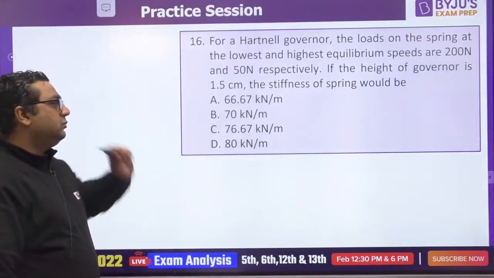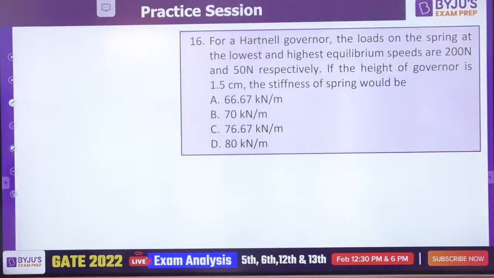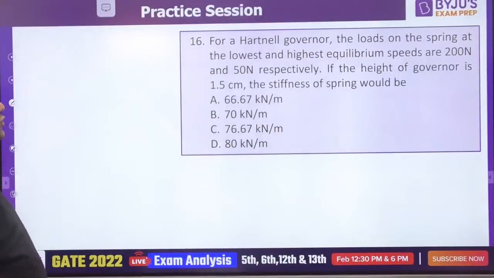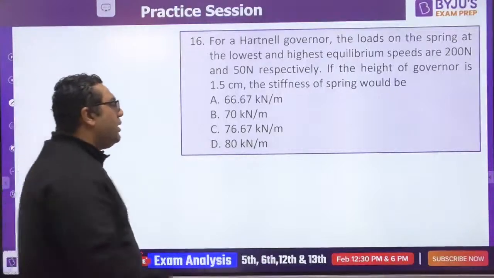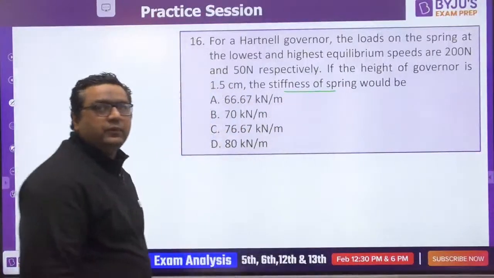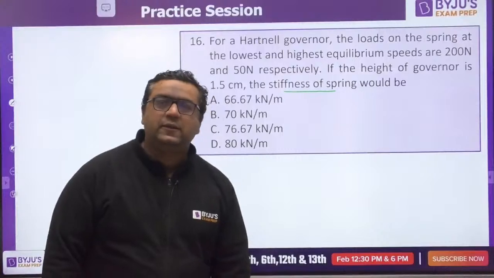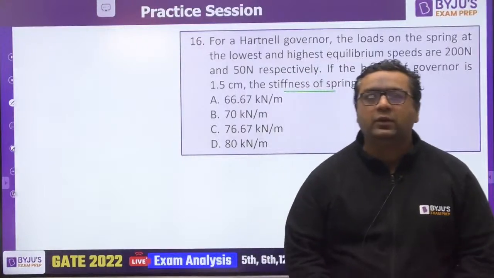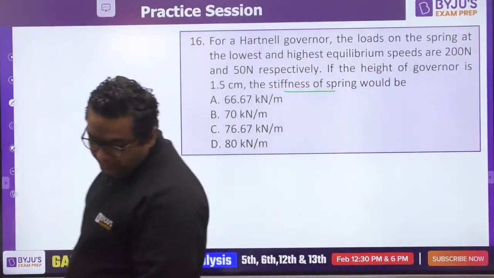Now this is from spring controlled governor. This is from Hartnell governor, guys. For the Hartnell governor, the loads on the spring at lowest and highest equilibrium speed are 200 Newton and 50 Newton. So if the height of governor is 1.5 centimeter, the stiffness of spring would be. So you need to answer about the stiffness. Solve this question from Hartnell governor. Solve it, guys.